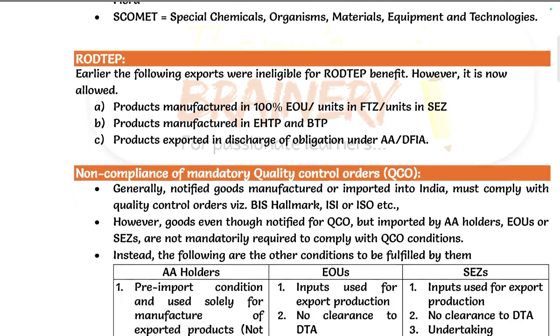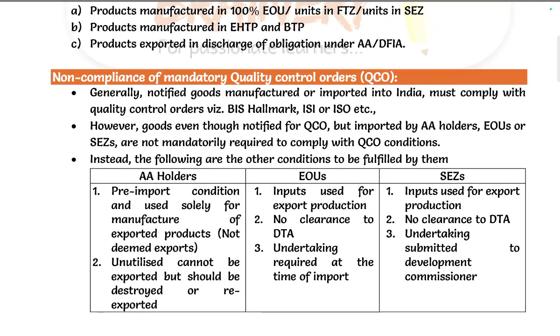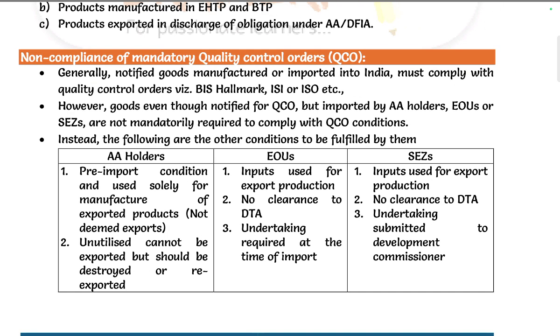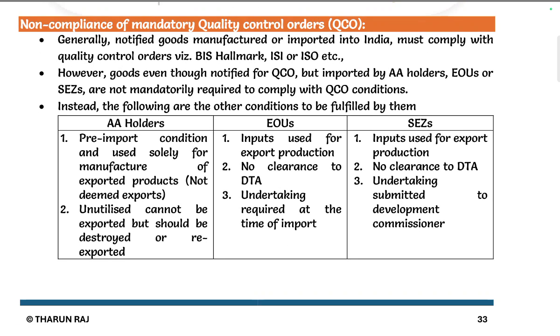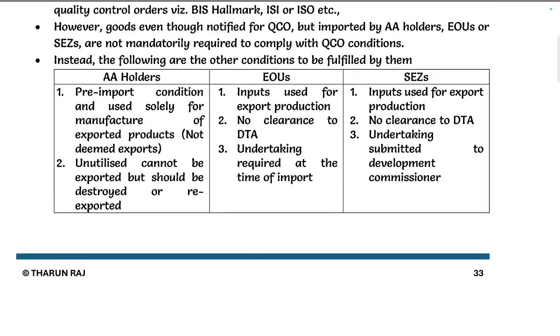The product export and discharge obligations under MA and ADI. Non-compliance of mandatory quality control orders. Generally, notified goods manufactured and imported in India must comply with the quality control order and BIS, hallmark, ISI, ISO, etc. However, goods notified in the quality control order but imported by the AA holder, EOU and SEZ are not mandatorily required to comply with the quality control orders. Instead, all these conditions are to be fulfilled by them. AA holder pre-import conditions: imports are used solely for the manufacture of the export goods, not deemed exports. Unutilized goods cannot be exported but should be destroyed or re-exported.